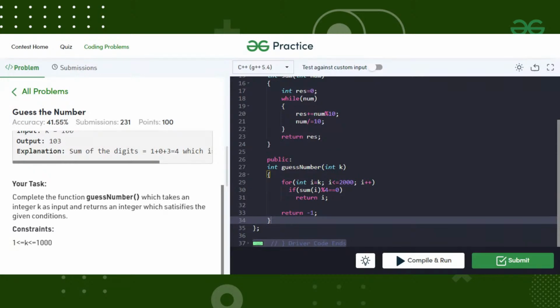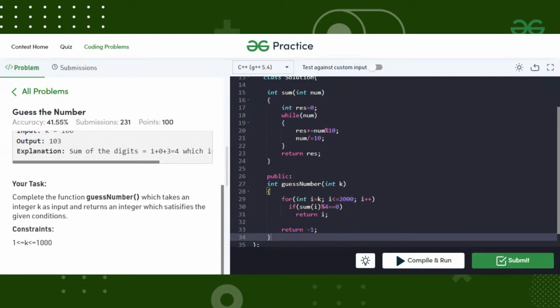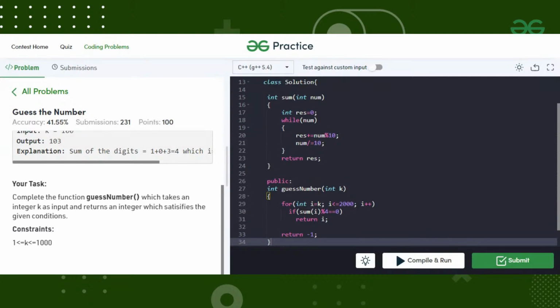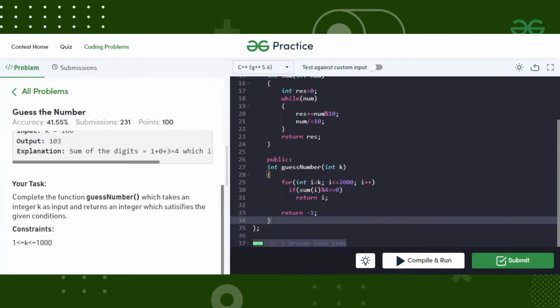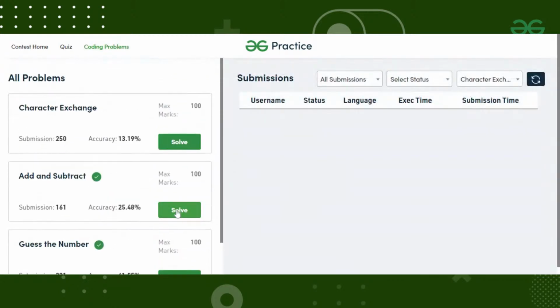We are doing a simple increment operation, and then for each of the integers, we check whether the digit sum modulo 4 is equal to 0 or not. And how do we find the sum of the digits? This is the function to find the sum. You simply need to do the modulus operation on all the digits, and then simply add them. At the end, we will return minus 1. Cool, so that is how we can solve this question. Let us now move to the next question. The next question that we have is add and subtract.